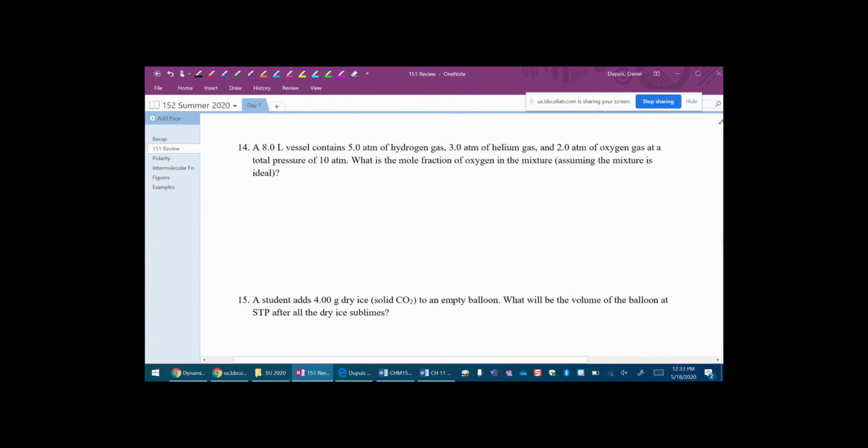An 8-liter vessel contains 5 atmospheres of hydrogen, 3 atmospheres of helium, 2 atmospheres of oxygen, and a pressure of 10 atmospheres. What's the mole fraction of oxygen? Well, if you remember, mole fraction of O2 would be the moles of O2 all over the total moles.